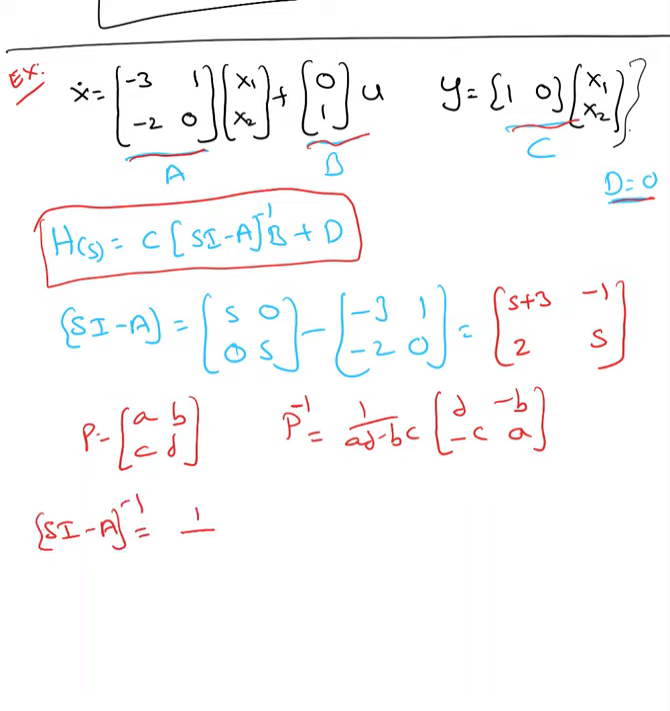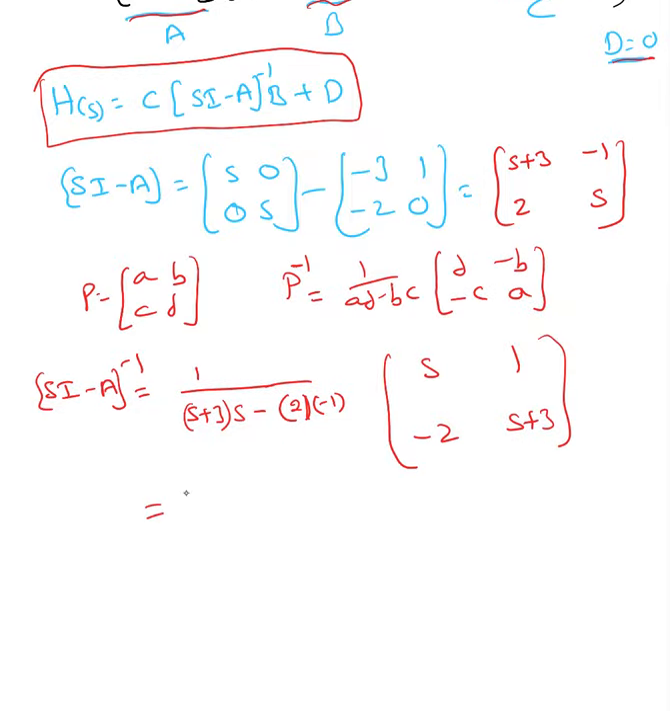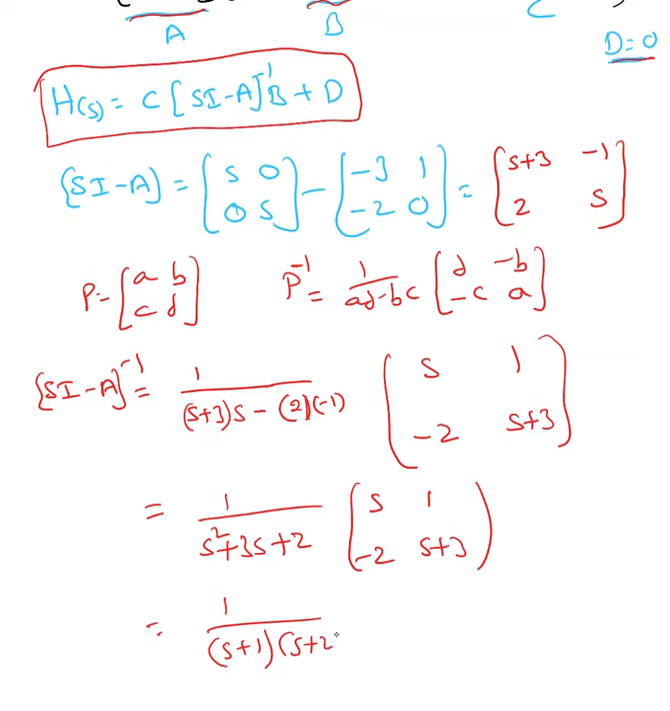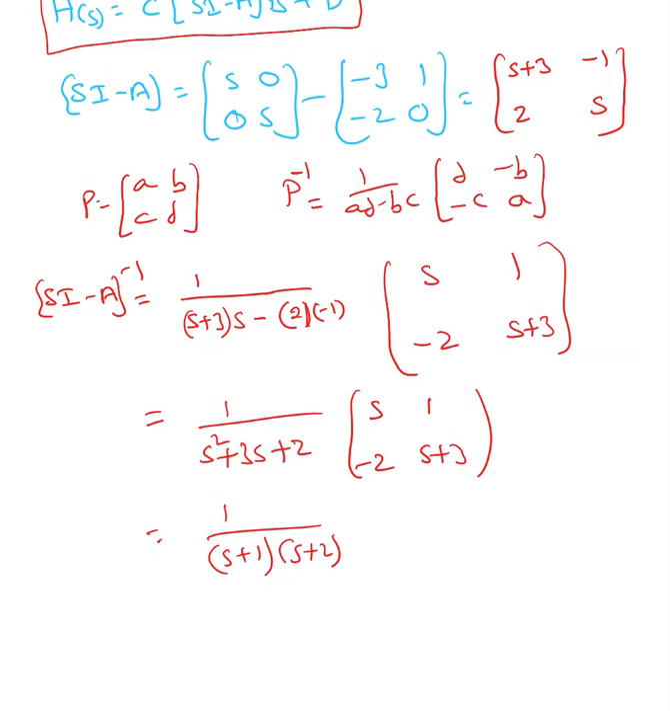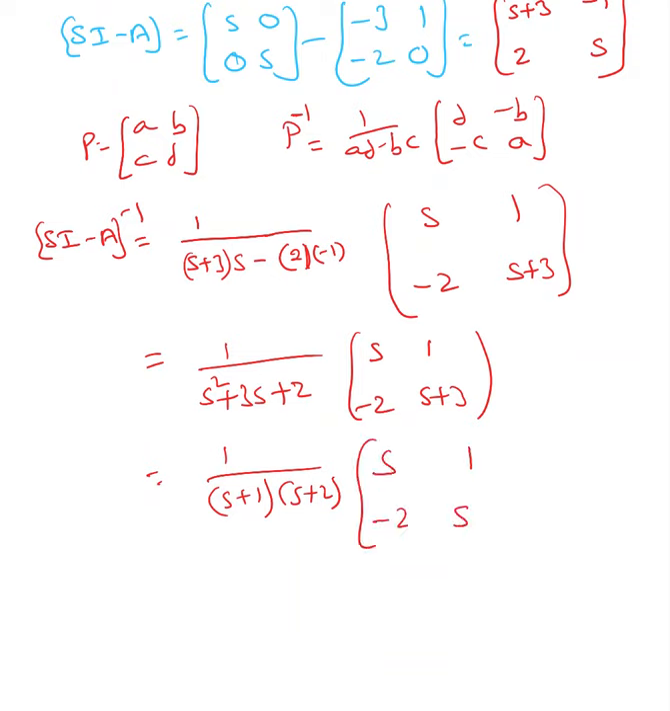Equal to 1 over (AD minus BC). So (s plus 3) times s minus BC, which is 2 times minus 1. Okay, now here s, plus 1 minus 2, s plus 3. So if I simplify this, I'm pretty sure it is going to be s square plus 3s plus 2. It's a perfect equation. I can get two poles out of it, which are s plus 1 and s plus 2. Okay, s square plus 3s plus 2, perfect. Now this s, 1, minus 2, s plus 3.